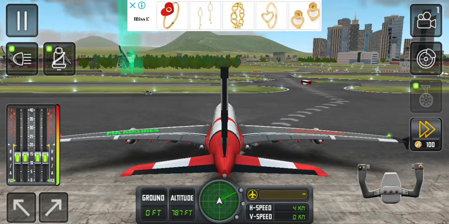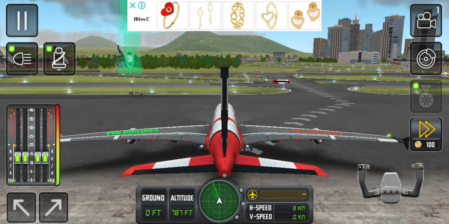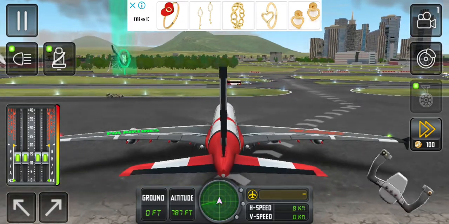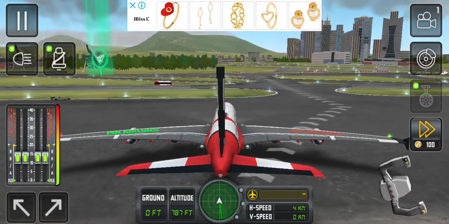Tower, this is Pakistan International A380, need clearance for a taxi. This is Tower, Pakistan International A380, you are clear for takeoff and your runway is Alpha 6. Thank you, Roger.